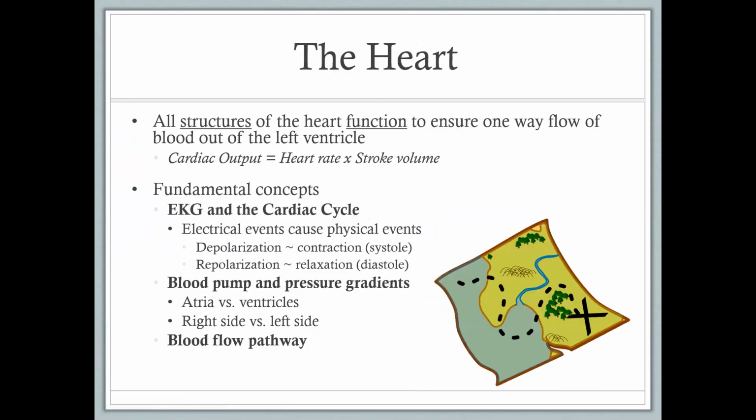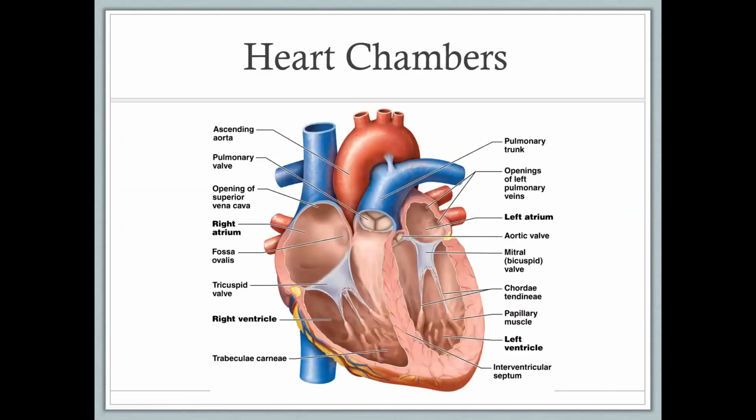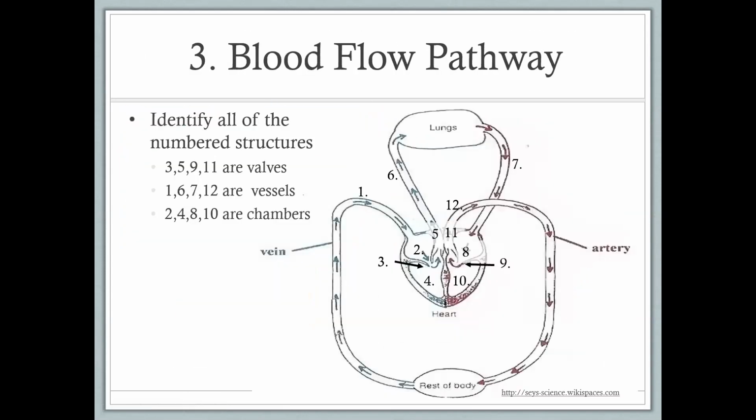So now we can orient ourselves again. We started off with our first fundamental concept, which is that you must start with the electrical events to cause the physical events. What is the result of the physical events? It creates pressure gradients, which allows the heart to pump blood. And then finally, we get to the summary here, which gives us the blood flow pathway, which we've already covered. I want to make it really clear that the purpose of all of these steps is to ensure blood flows one way out of the left ventricle of the heart.